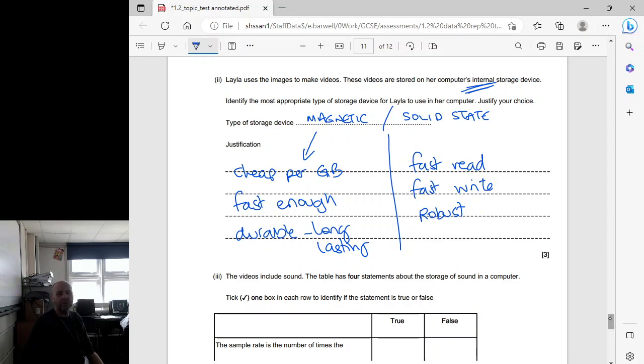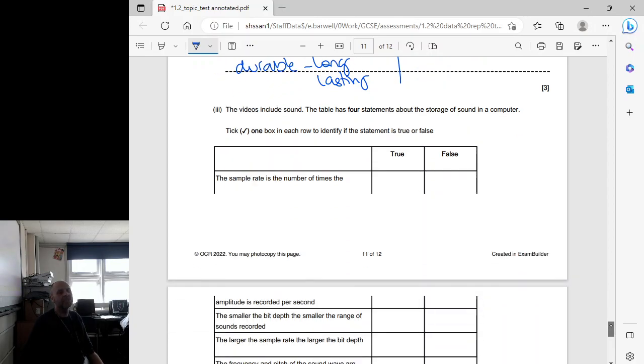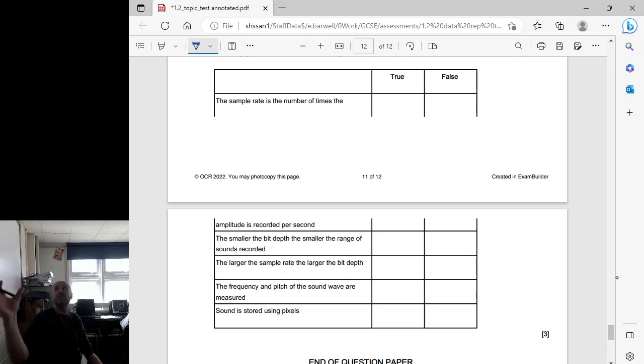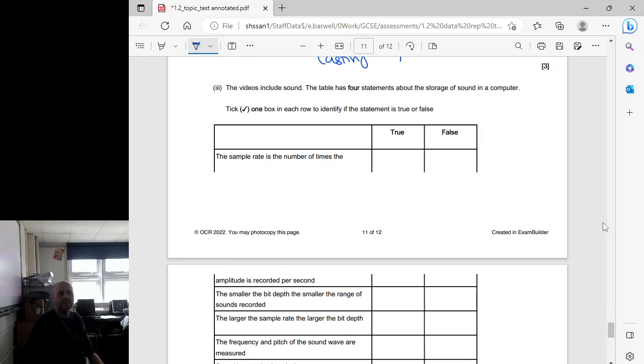Right, and then the last question, which annoyingly does go over the page, but luckily I can do that. Oops, it's going all funny in my monitor. Sample rate is the number of times the amplitude is recorded per second. True or false? True. The smaller the bit depth, the smaller the range of sounds. Yes. The more bits you use, the more accurate each sample is. That's what you're asking there.